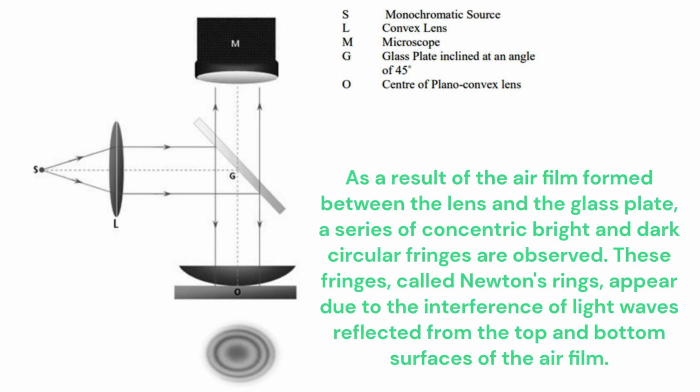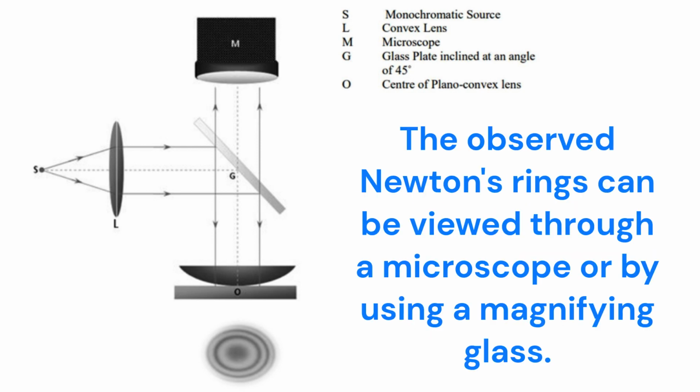As a result of the air film formed between the lens and the glass plate, a series of concentric bright and dark circular fringes are observed. These fringes, called Newton's rings, appear due to the interference of light waves reflected from the top and bottom surfaces of the air film. The observed Newton's rings can be viewed through a microscope or by using a magnifying glass.